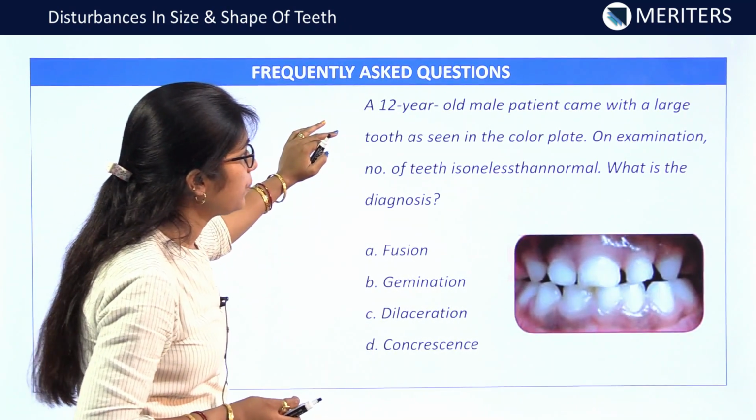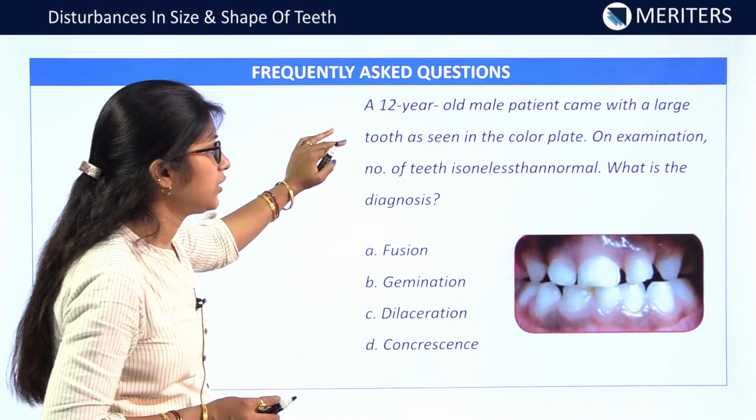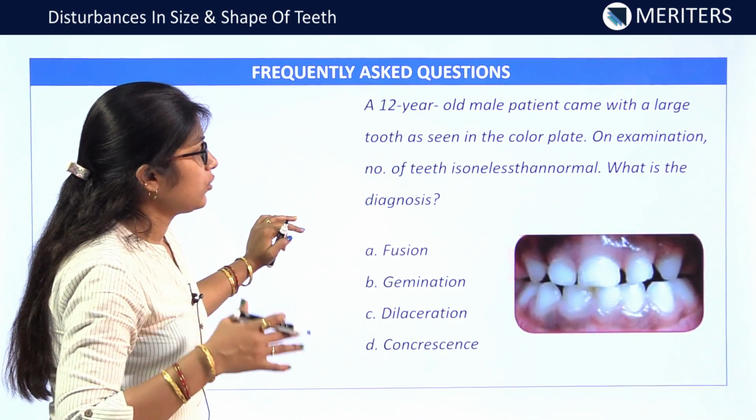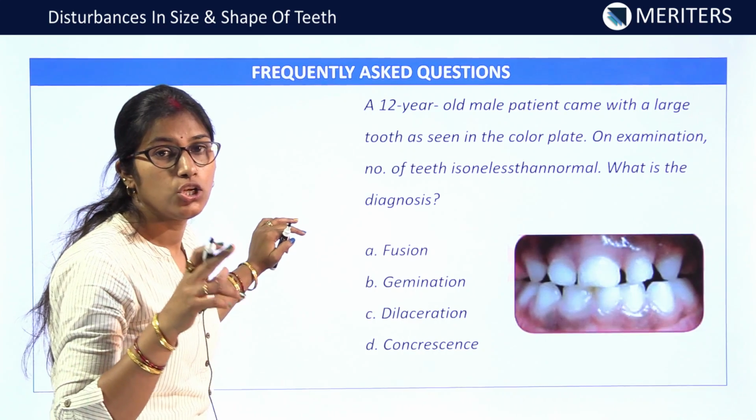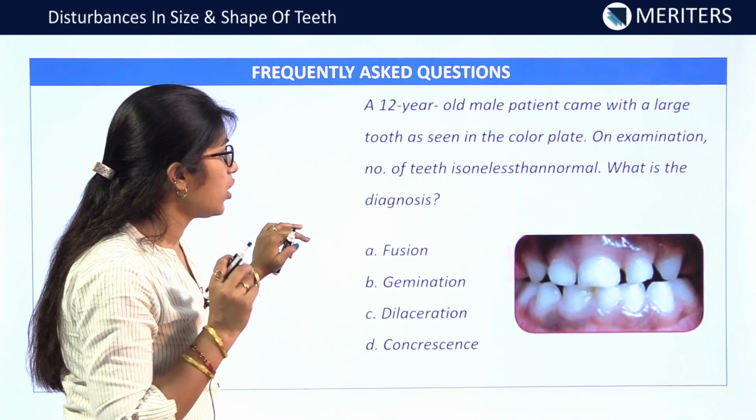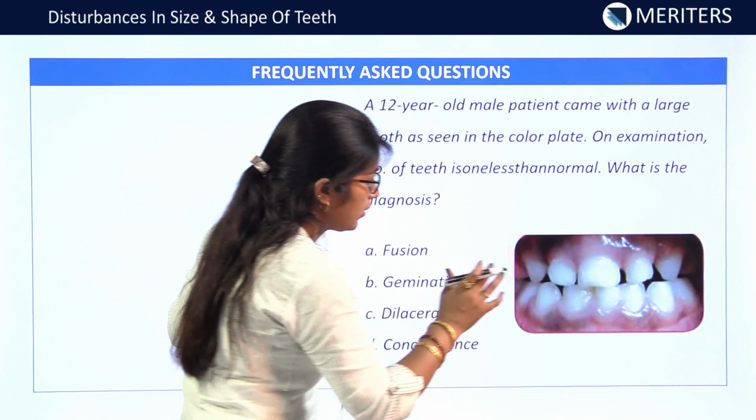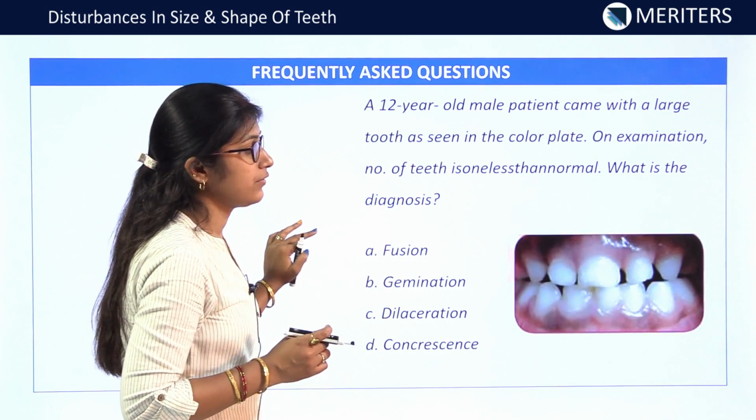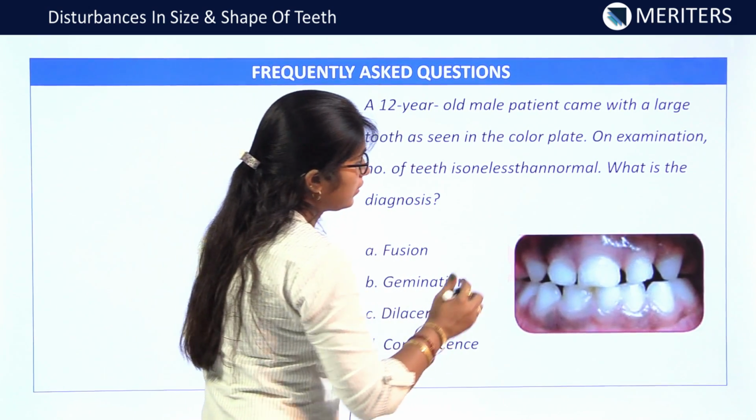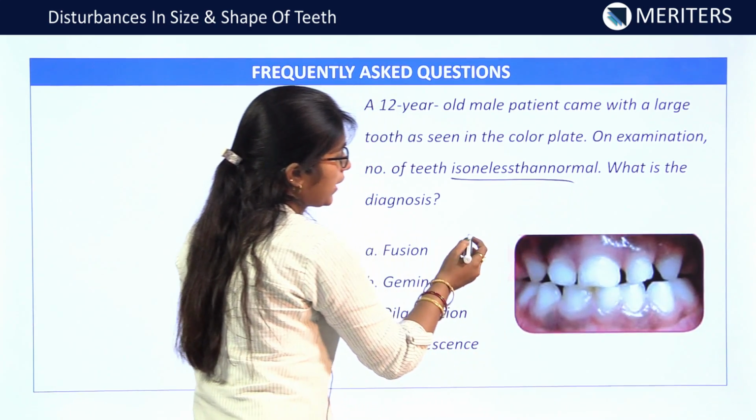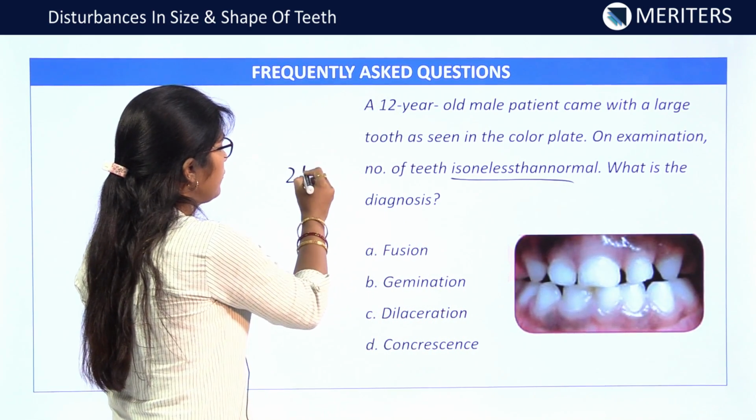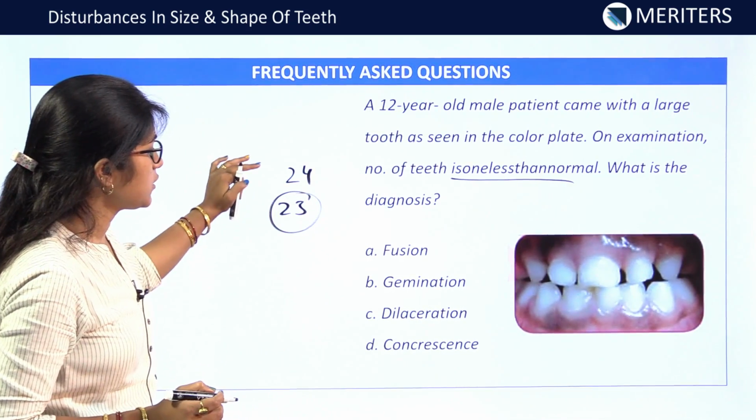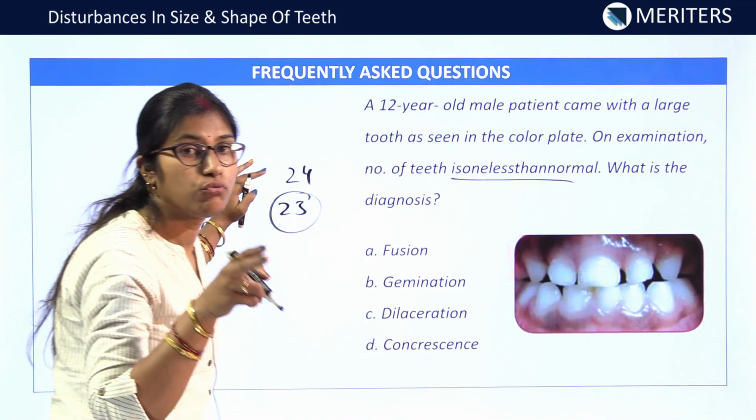See, a 12-year-old male patient came with a large tooth as seen in this color plate. Now on examination, the number of teeth is 1 less than normal. Now this is the clue. What is the diagnosis? You can see a large tooth present here in place of the maxillary central incisor, and one tooth is less than normal. Like, if the total count is 24, then this patient has only 23. It implies either one is missing or two have fused into one.